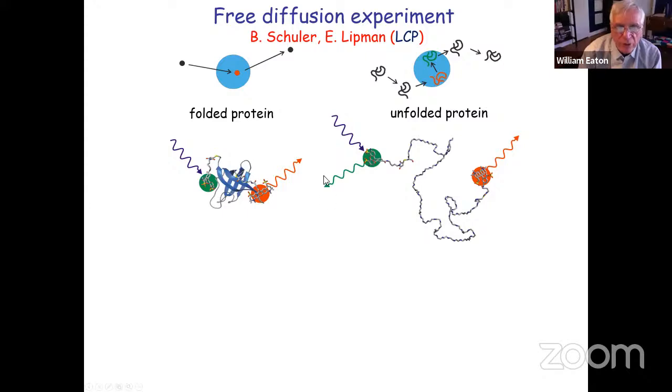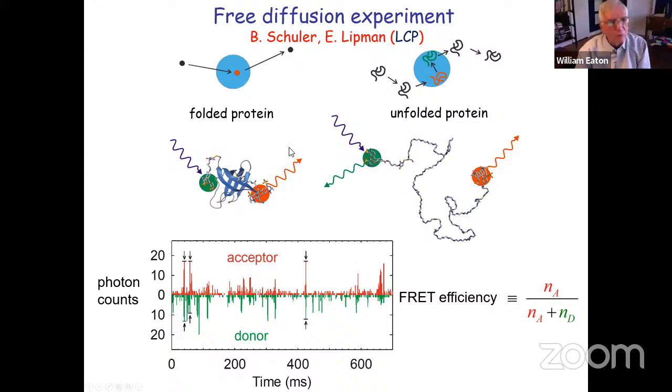Whereas when the protein is unfolded and you excite the green emitting dye with a blue laser, some of the emission now comes out of the donor because the acceptor is much farther away, and you see both donor and acceptor photons. In a typical experiment, what you see are bursts of photons as molecules diffuse into the illumination volume of a confocal microscope. For bursts that are statistically significant, you calculate a FRET efficiency to determine whether the molecule is folded or unfolded just by counting the number of acceptor photons divided by the total number of photons, acceptor plus donor.